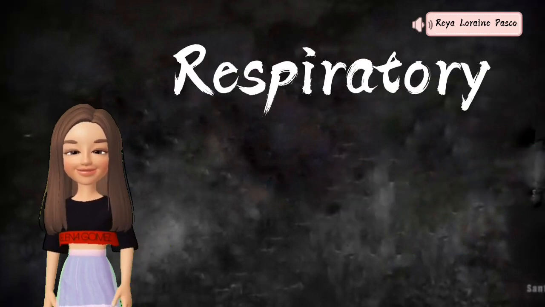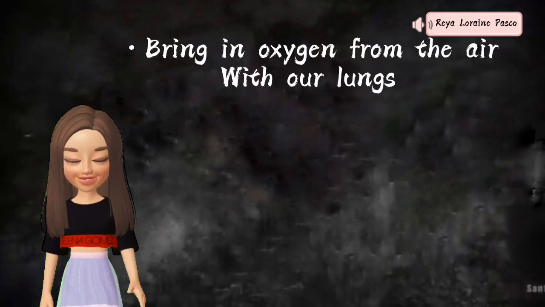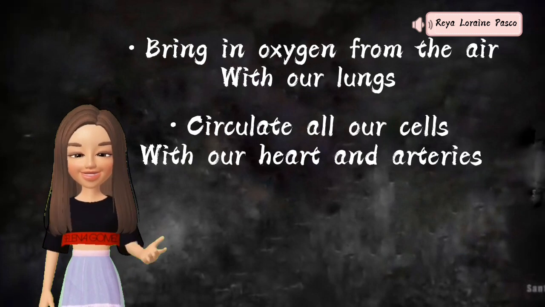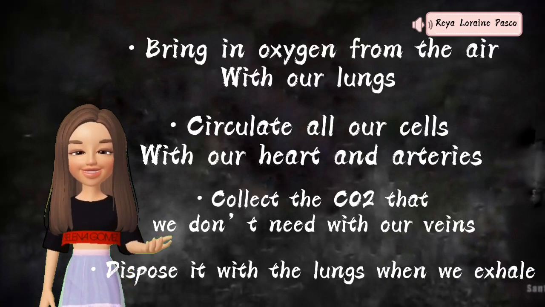So not only do we need to take in the oxygen, we also have to get rid of the CO2, and that's why we have the respiratory and circulatory systems to bring in oxygen from the air with our lungs, circulate it to all of our cells with our heart and arteries, and collect the CO2 that we don't need with our veins and dispose of it with the lungs when we exhale.